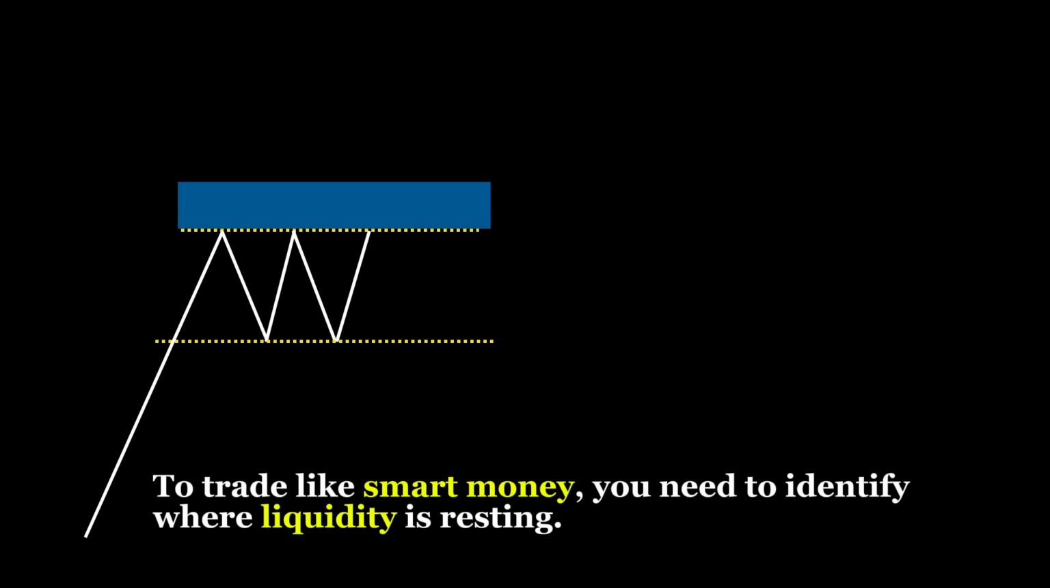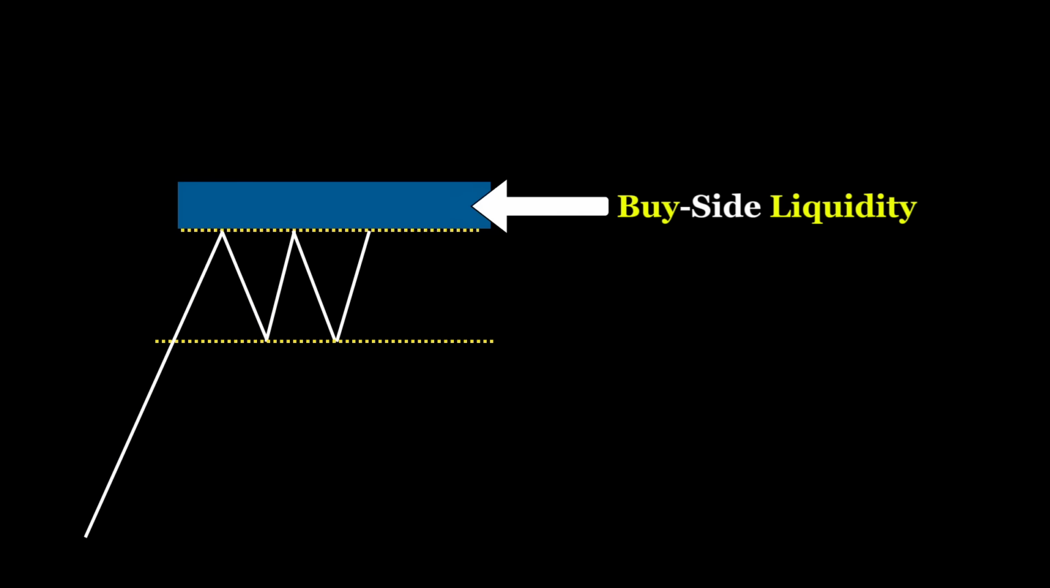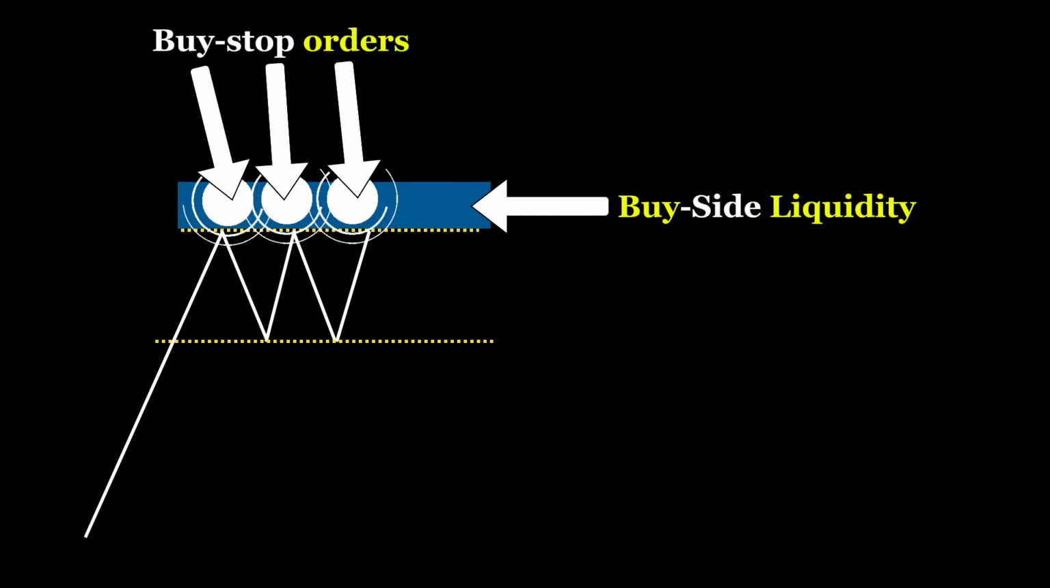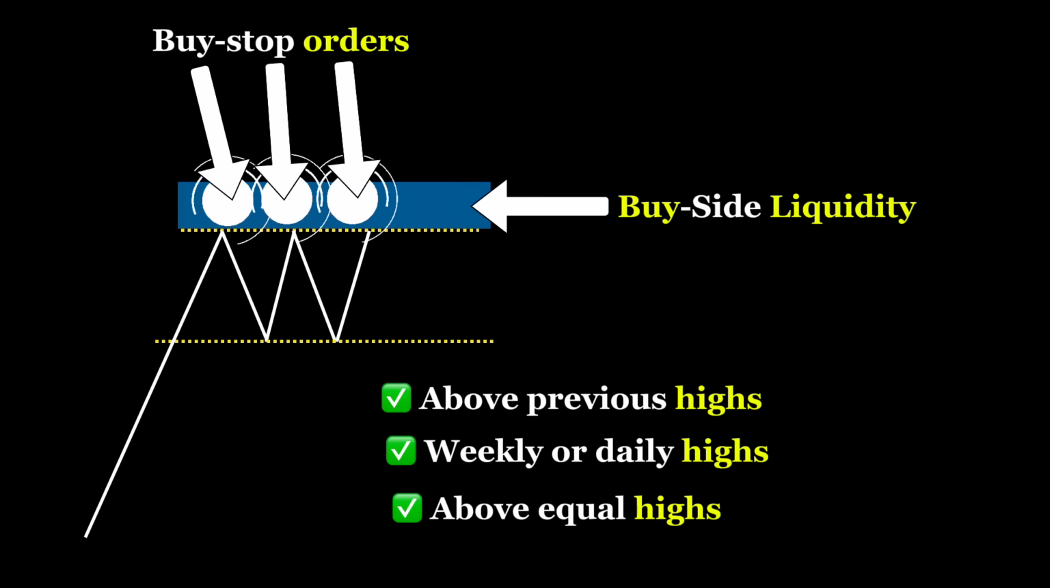To trade like smart money, you need to identify where liquidity is resting. ICT breaks it down into two categories. The first type is buy-side liquidity. Buy-side liquidity refers to buy stop orders, and these are typically placed above price, above previous highs, weekly or daily highs, or above equal highs.